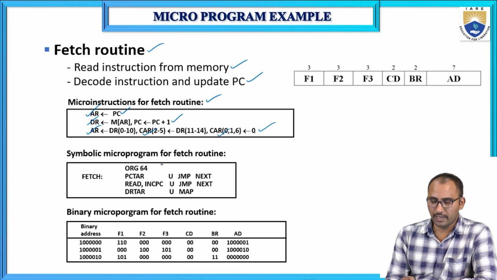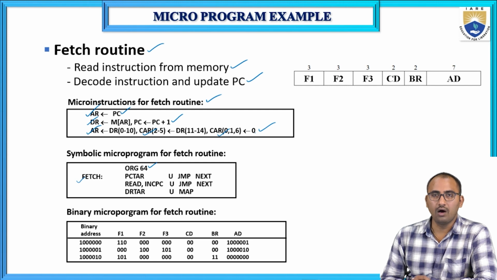Okay. So symbolic microprogram for the fetch routine. How can we represent the symbolic form? What is the name of this microprogram? We are representing a fetch. Fetch is the microprogram name. Next, ORG 64. What is ORG 64? ORG means origin. That means this fetch routine program is located at memory location 64 in the memory. That is the meaning of ORG 64.